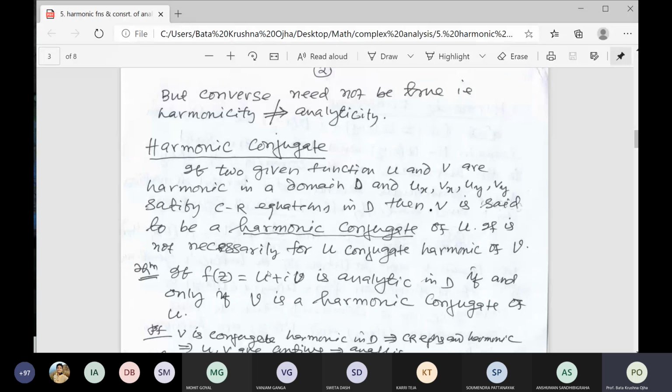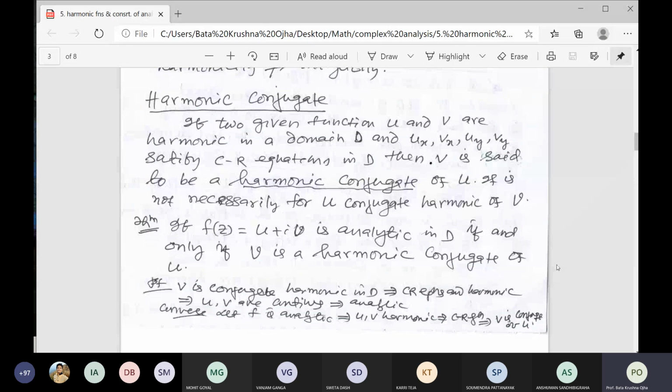It is not necessarily true that u is a harmonic conjugate of v, but v is a harmonic conjugate of u because v is the imaginary part of the function f(z). Right? You remember that v is the harmonic conjugate of u. V is said to be the harmonic conjugate of u, but u cannot be the harmonic conjugate of v.